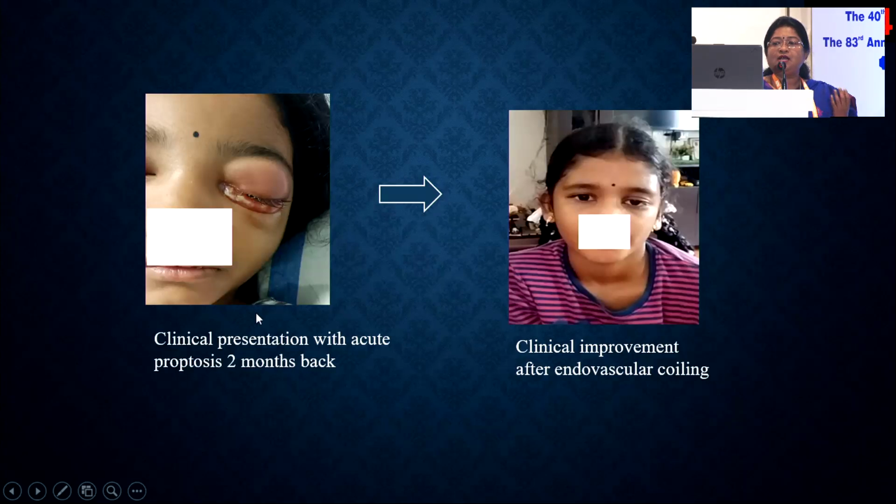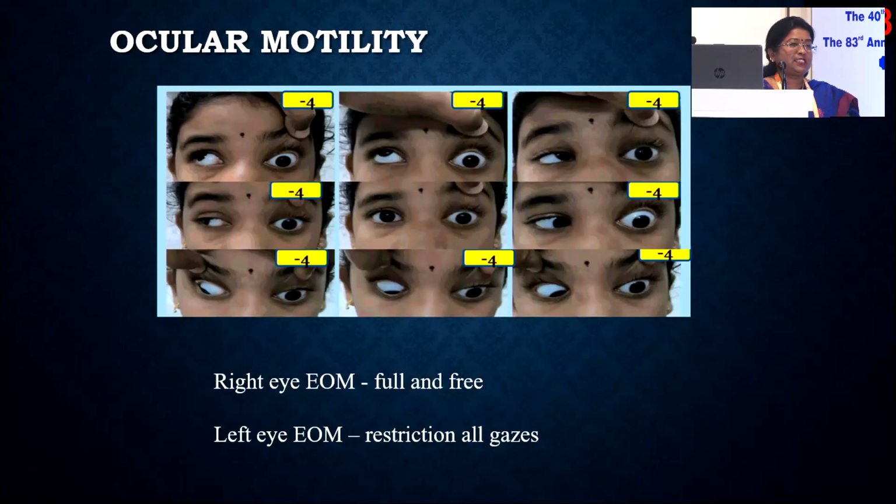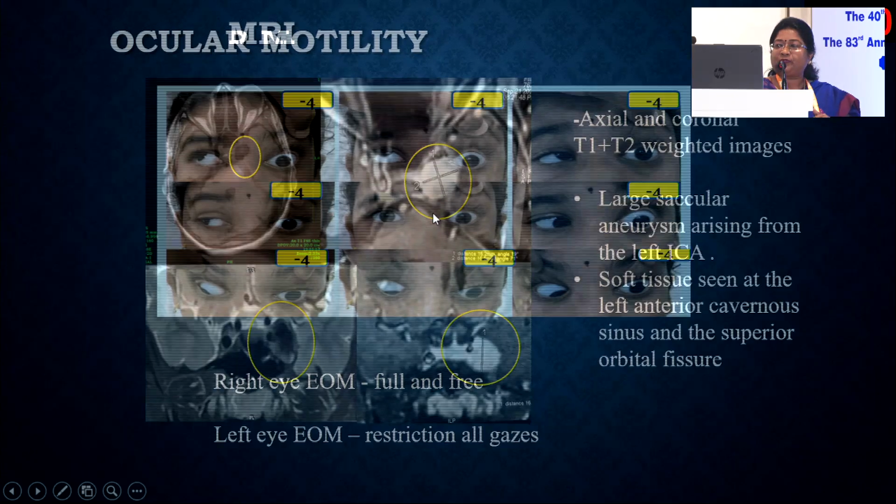It's a clinical acute subacute proptosis in the left eye, and she had recovered very well after the endovascular coiling. But now she has come back to us with a sudden drop in vision and diplopia. Her vision in the left eye was 6/12, and the disc had only a subtle temporal pallor. And you could see that there's a complete EOM restriction in all directions in the left eye.